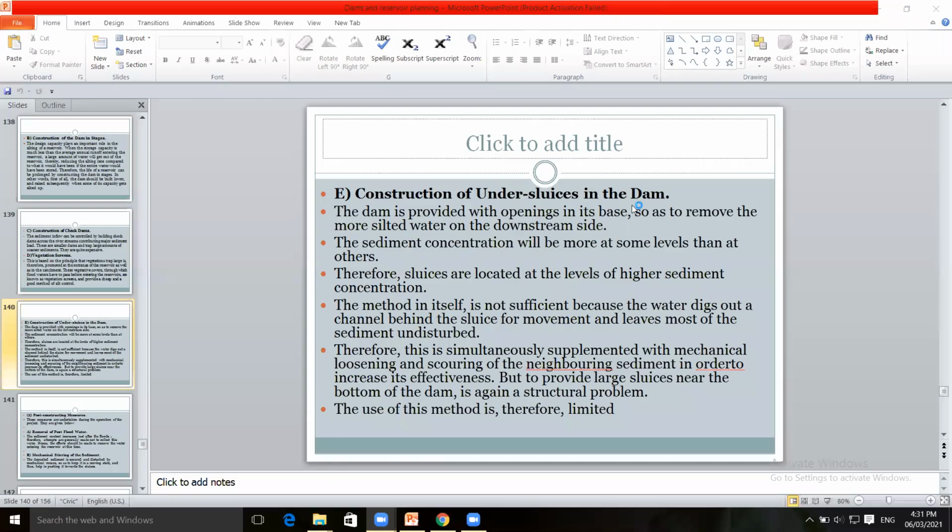The construction of the undersluices in the dam. These are openings provided in the dam structure at different locations to remove the filtered water or the fine particles from the dam structure. So by provision of these undersluices in the dam, the fine particles may be removed through these openings and conveyed to the downstream side.